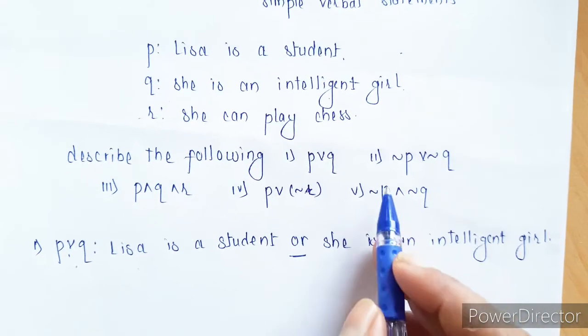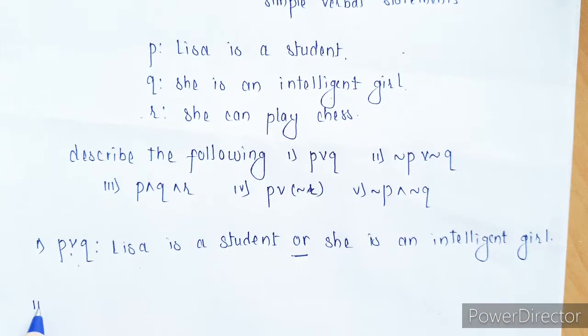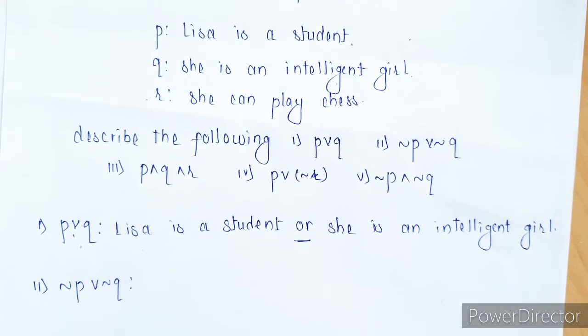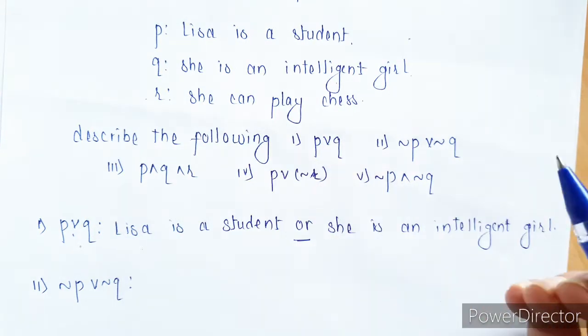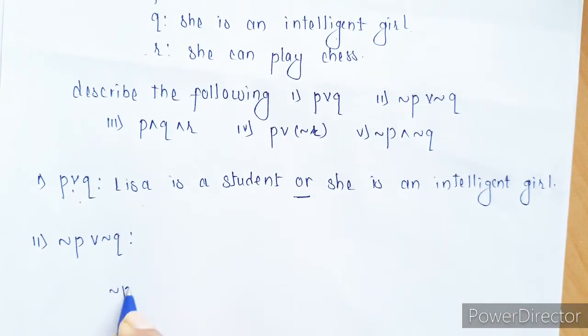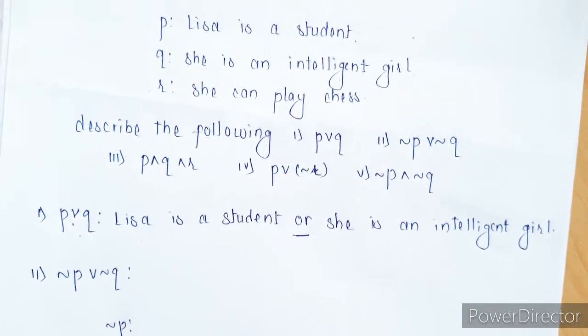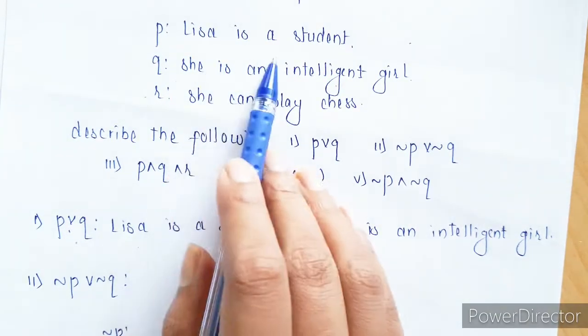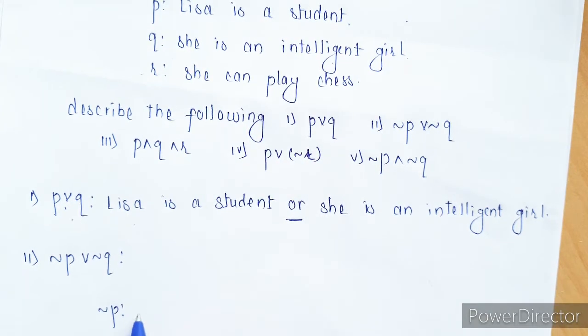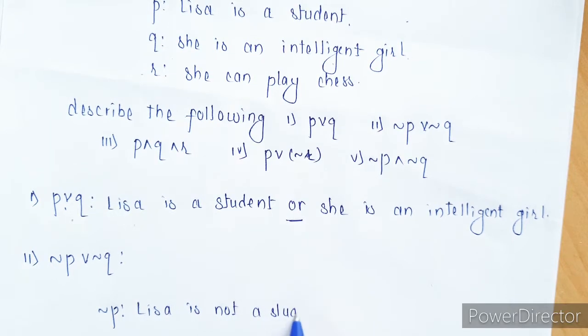Okay, so let's go to the next one. Next one we have negation of P or negation of Q. But here we have statements P and Q, we don't have negations. So let's write negations first. Negation of P. What is P? P is Lisa is a student. So negation will be Lisa is not a student.